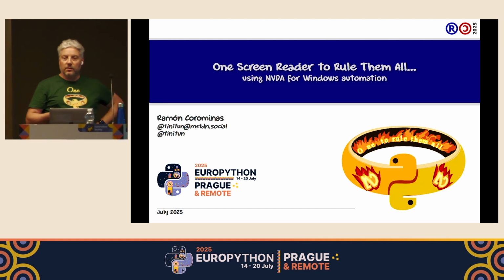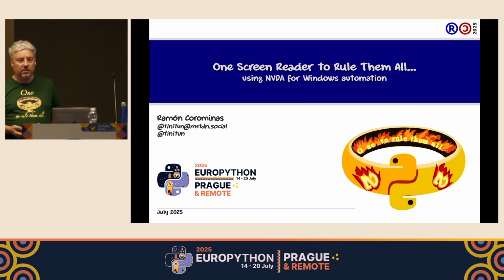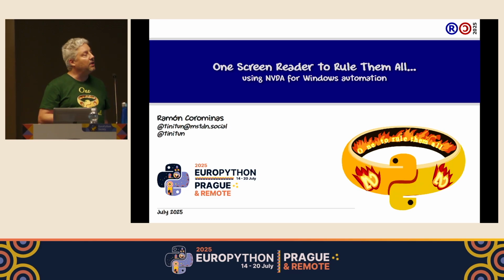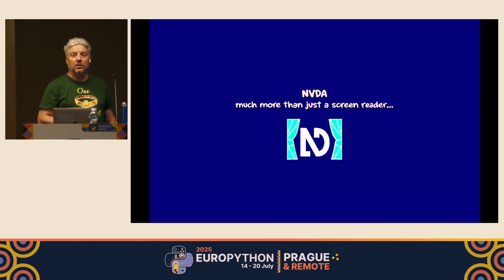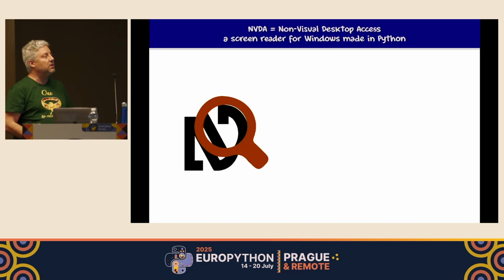Okay, my name is Ramón Corominas. I am an accessibility consultant, and I have very low vision. I am almost blind. I can see shapes, but not very much. So I use a screen reader that is called NVDA. And NVDA is much more than a screen reader. NVDA is an open source screen reader made in Python.